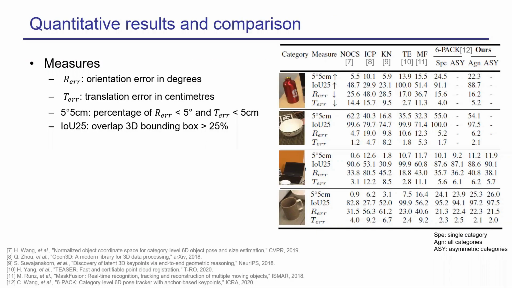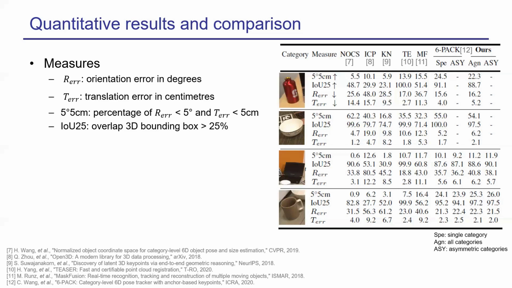For quantitative result comparison, we use 4 measures. The first one is orientation error in degrees. The second one is translation error in centimeters. The third one is 5 degrees and 5 centimeters, which calculates the percentage of orientation error smaller than 5 degrees and translation error smaller than 5 centimeters. The last one is IoU25, which calculates the percentage of overlap between the ground truth 3D bounding box and predicted 3D bounding box that is larger than 25%.